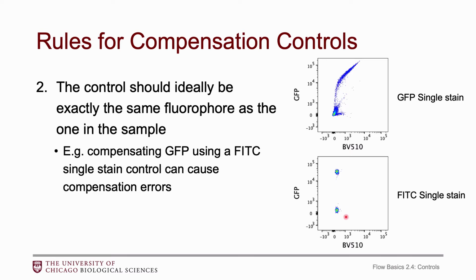So please do not use FITC to compensate GFP. You will end up with compensation errors. Your data won't really look too great. Another scenario where you definitely want to make sure you do this is if you're using tandem dyes, so anything with the dash in it like PE-Cy7, APC-Cy7, you definitely want to make sure that you use the exact same antibody.